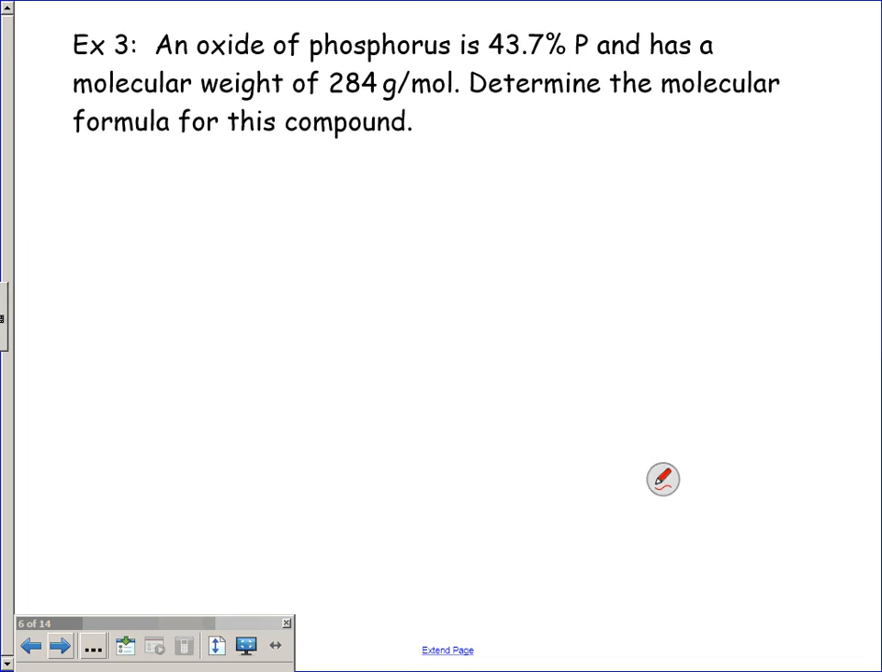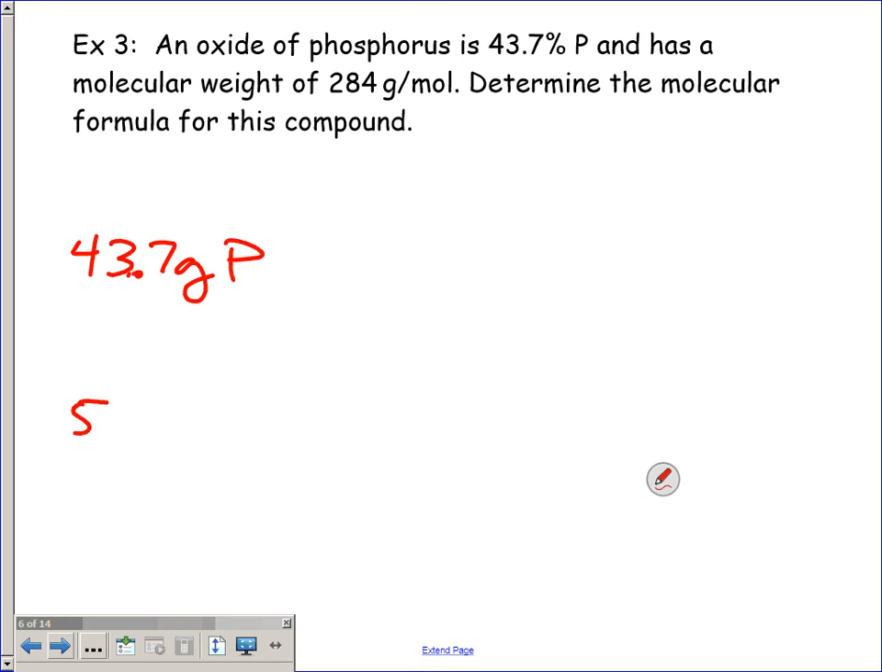Alrighty. Here we have an oxide of phosphorus, gives us our percent, and it doesn't tell us oxygen, but we can figure it out, right? Out of 100, and it says the molecular weight is 284. First thing first, we cannot find the molecular until we have the empirical formula. So let's find the empirical. And I'll try to give you the math up here too. So that right there is going to be 43.7 grams of phosphorus. How much oxygen?